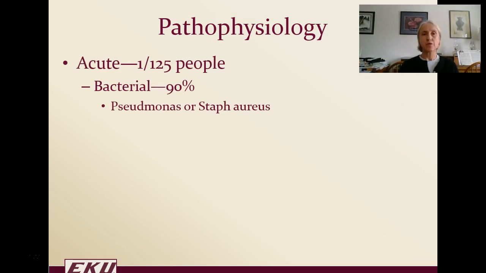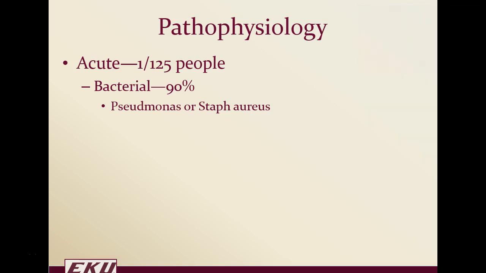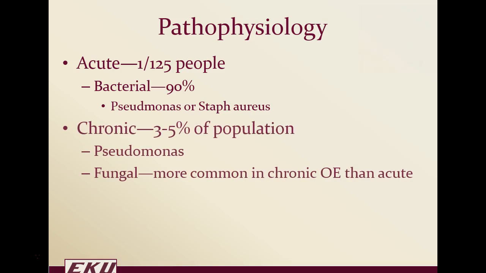So the acute is the most common type of otitis externa. It'll occur in 1 in 125 people, which is a lot if you consider how many people there are in the world. Bacterial is the most common, and the two most likely organisms are Pseudomonas and staph. And that is what's going to guide your treatment. So you have to be sure that you're covering for Pseudomonas and staph when you're prescribing your topical antibiotics.